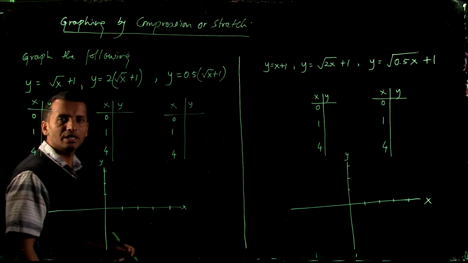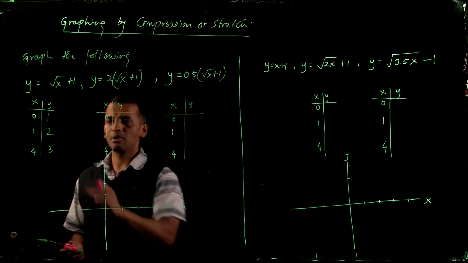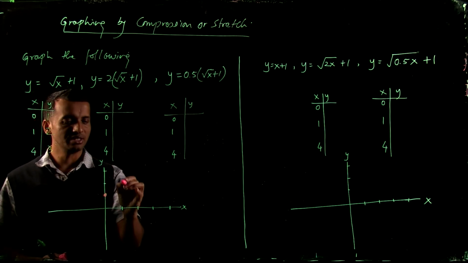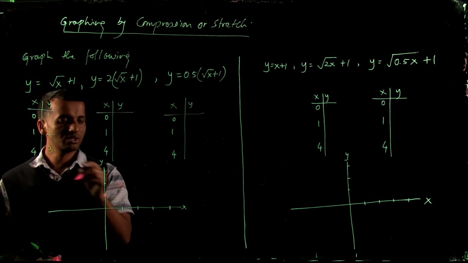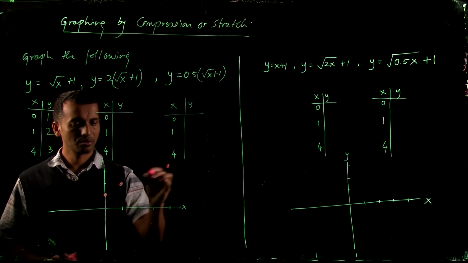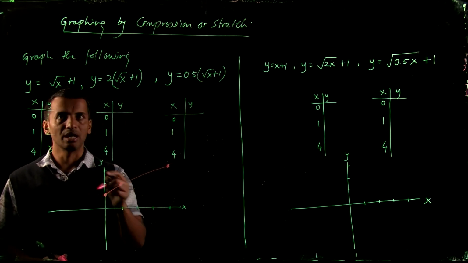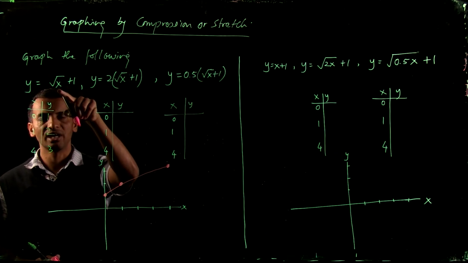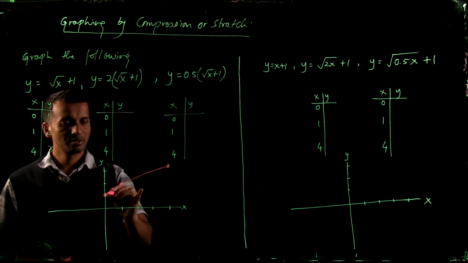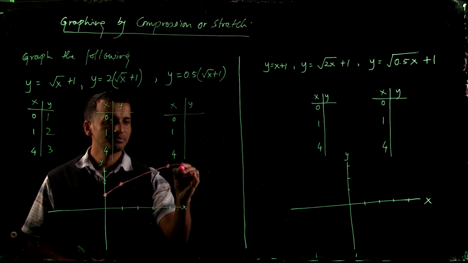Okay, now let me plug these points into the graph. So (0, 1) is this point, and then (1, 2) is this point, and then (4, 3) is this point. It is defined only for the positive values of x. If x is negative, it is not defined. So this is how the graph of y equals square root of x plus 1 looks, and it keeps going like this.